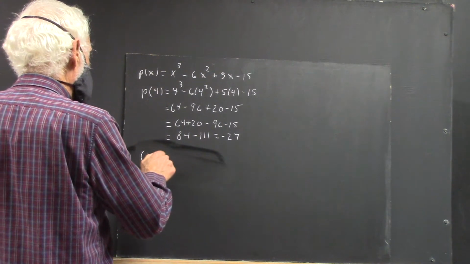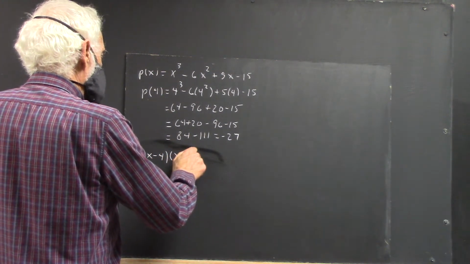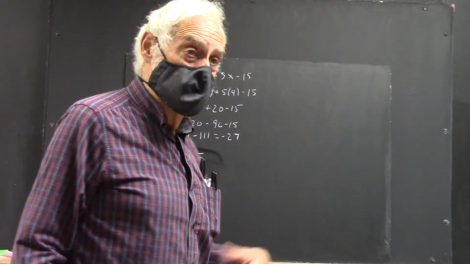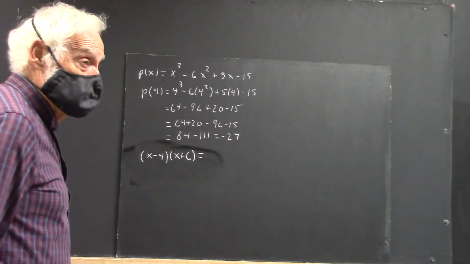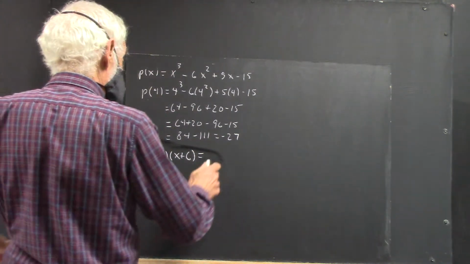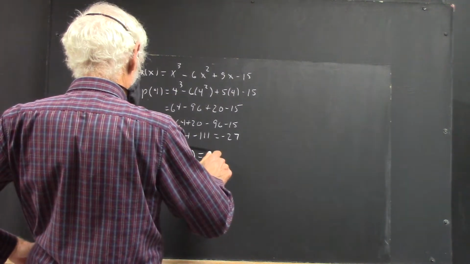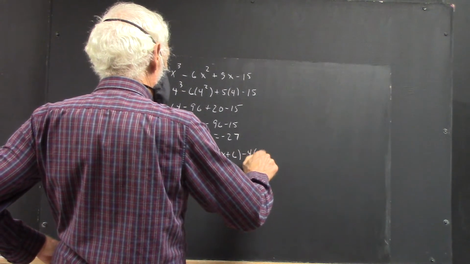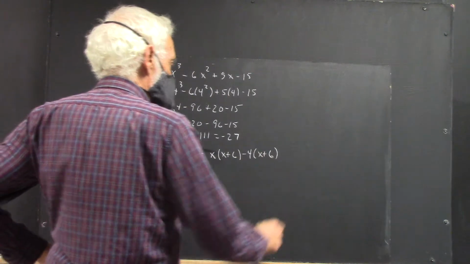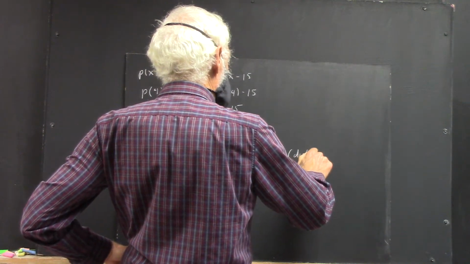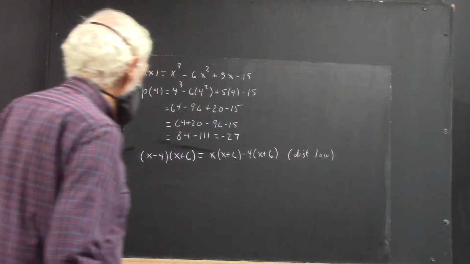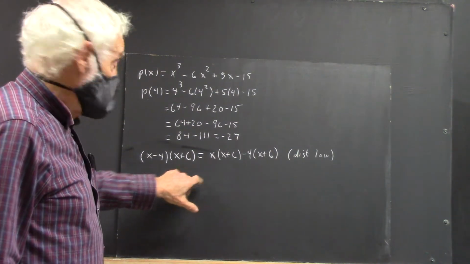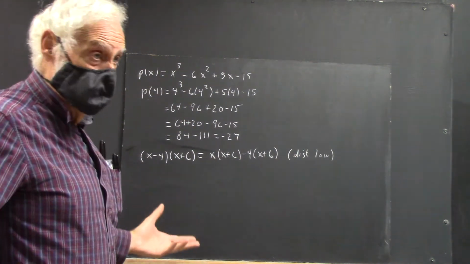Okay, so we have x minus 4 times x plus 6. I've done it this way. You've seen me do it this way if you were in class or checked the videos, okay? Pick it up right now. This, by the distributive law, is x times x plus 6 minus 4 times x plus 6. And this is the distributive law because x minus 4 times whatever is x times whatever minus 4 times whatever. That's the way the law works.